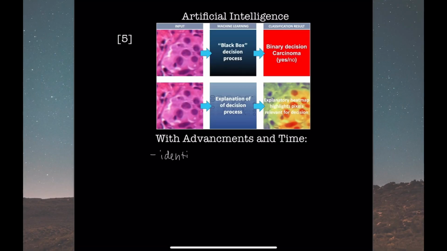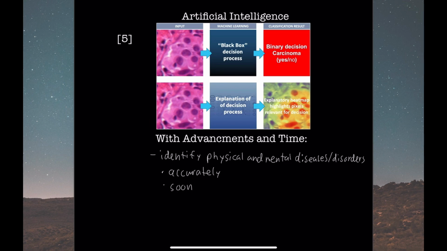With advancements in time for artificial intelligence, we will be able to identify physical and mental diseases and disorders, and we will be able to predict them more accurately as well as predict them sooner for treatment.